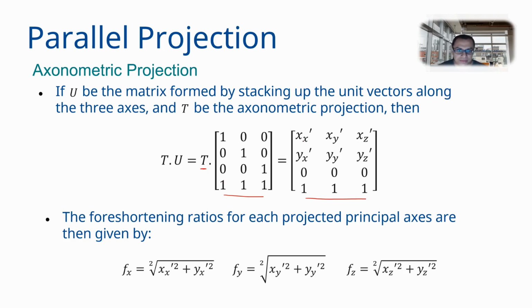The length of the new vector is the square root of xx prime squared plus yx prime squared, and of course the length of the original vector was 1. So the ratio of the new length to the original length is known as the foreshortening ratio. We compute the foreshortening ratios along x, y, and z, and we will use these values to characterize axonometric projections.